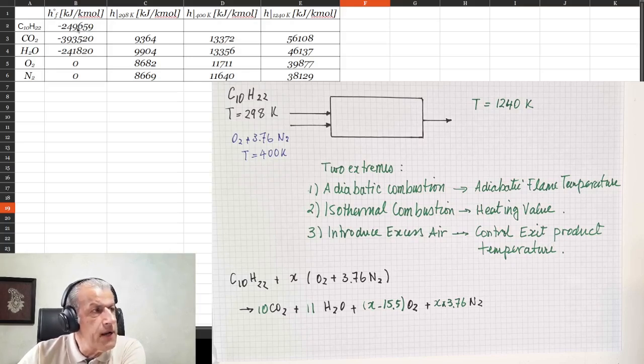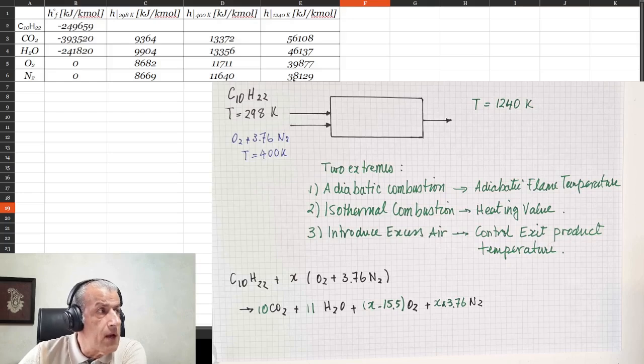Now, on the left-hand side, there are oxygen and nitrogen. I have oxygen and nitrogen. Their enthalpy of formation is zero, and their energies at 298 are these two values. At 400 K they enter, so this is their energies at where they enter. And these are their energies at 1240, where they appear on the right-hand side.